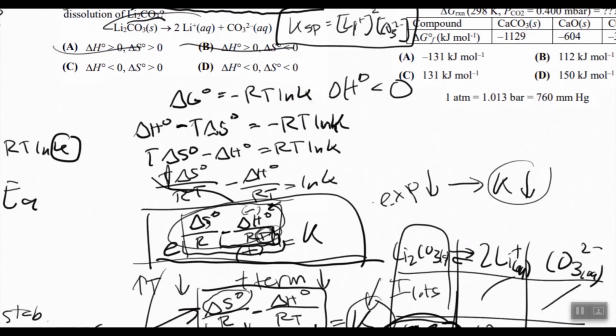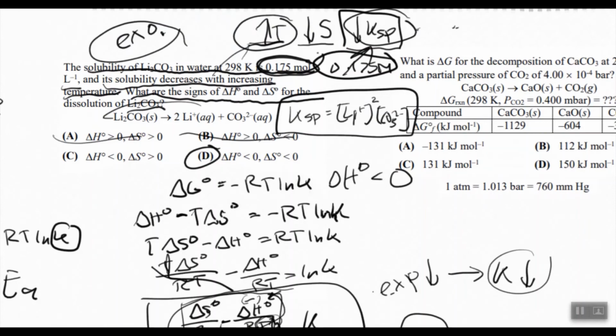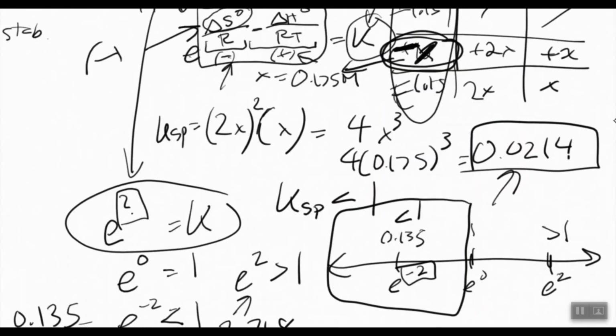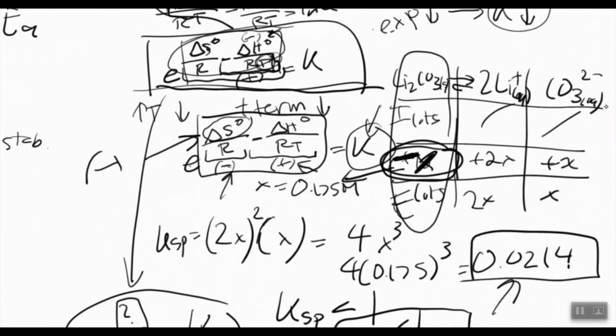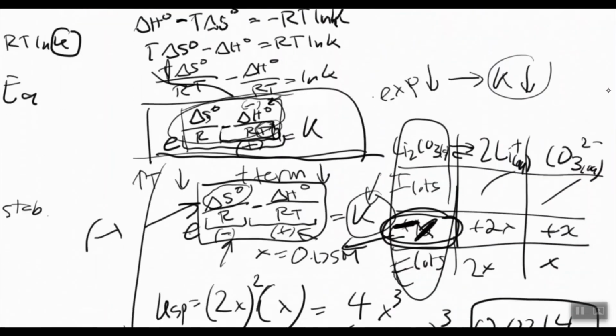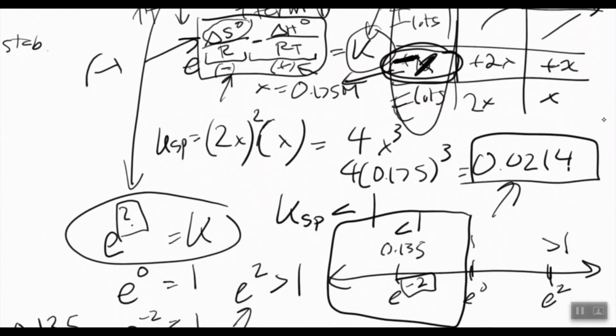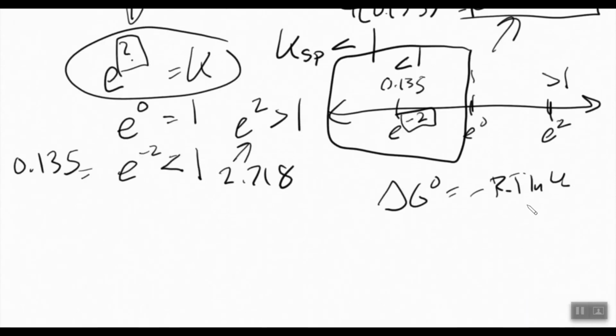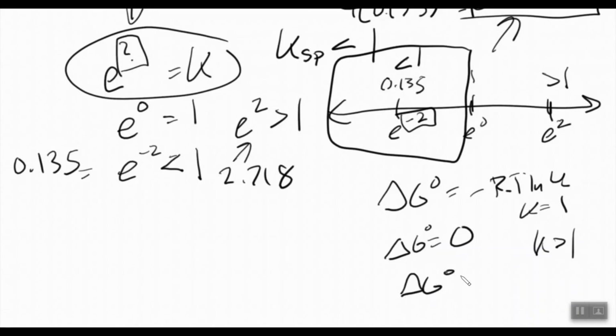So there you go. We know that our delta S is negative and our delta H is negative, and the answer is D. Now this brings a very important point. We have to think about what our delta G is. So we know that delta G naught is equal to negative RT ln K. Notice that if K is equal to 1, delta G naught is equal to 0 because ln of 1 is 0. Now if K is greater than 1, then delta G will be less than 0 or negative.